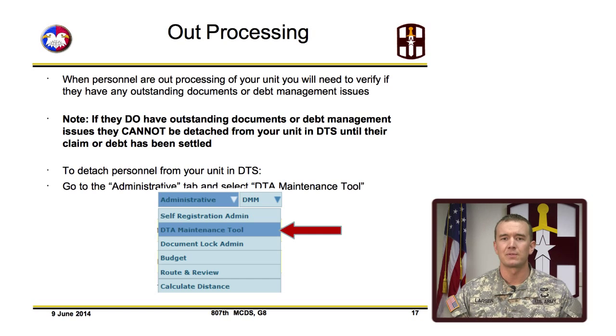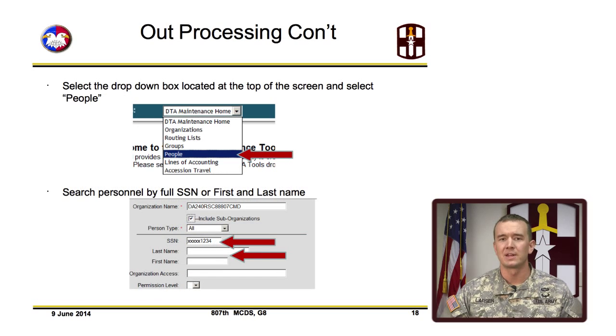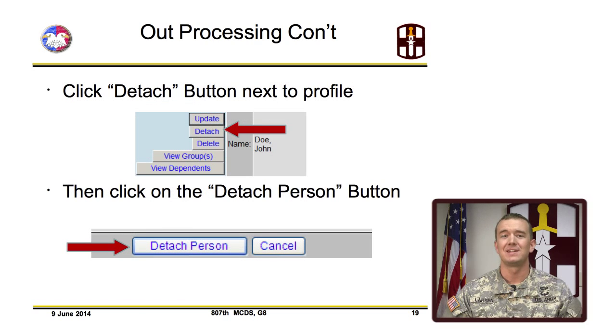To detach personnel from your unit in DTS, go to the Administrative tab and select DTA Maintenance tool. Select the drop-down box located at the top of the screen and select People. Search for the traveler by their full Social Security number or first and last name. Click the Detach button next to Profile. Then click on the Detach Person button.